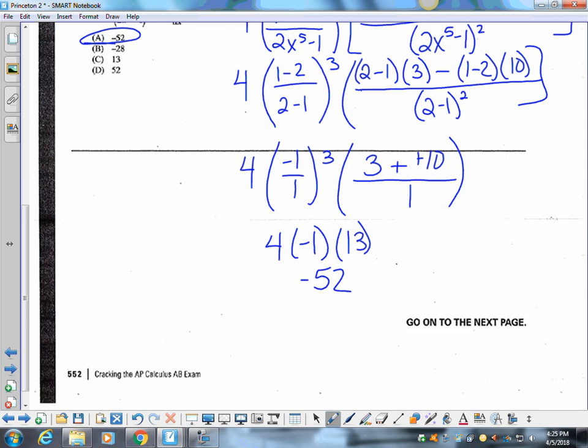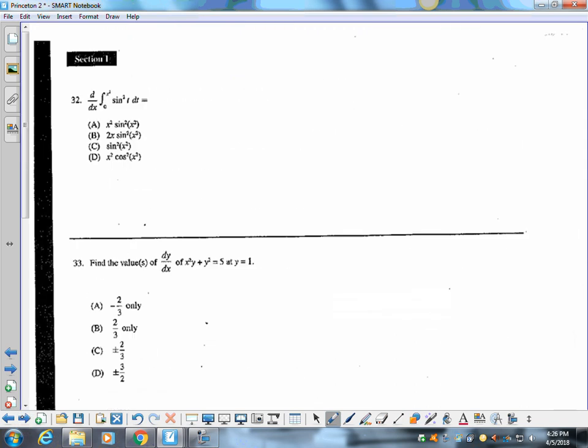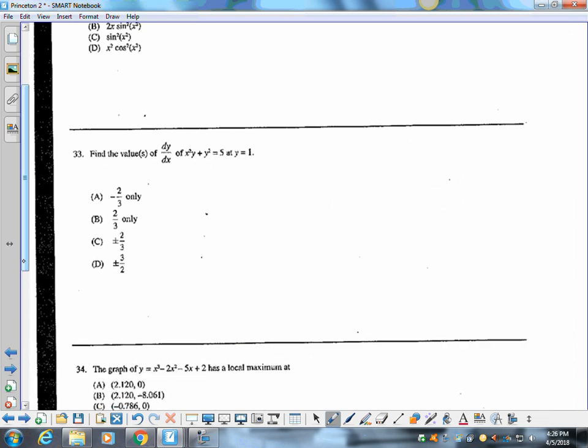Okay, now we're headed to 33. I have a star by number 33. Let's see if we can figure out why. It says, find the values of dy dx. Ooh, and there's an s in parentheses implying that there could be more than one. Of that at y equals 1.